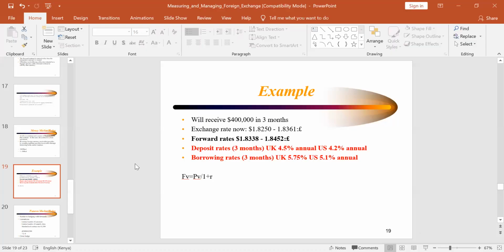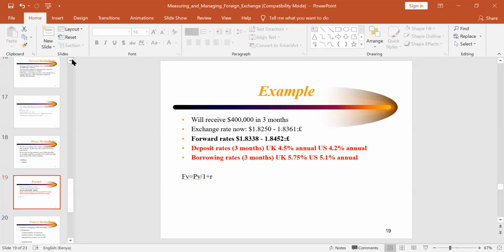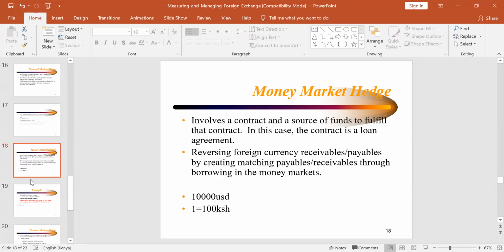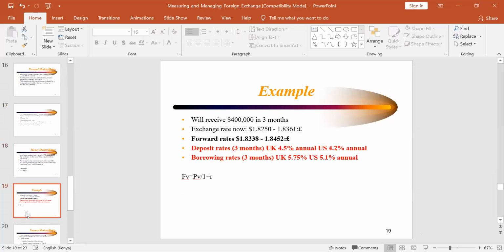This is about money market hedging. I think I've shared this note. So about forward contract, we have taken an example. So with money market hedging, I want us to take this example. Let's assume you have a receivable. You're expecting 400,000 US dollars in 3 months.